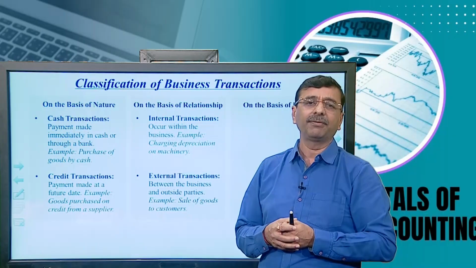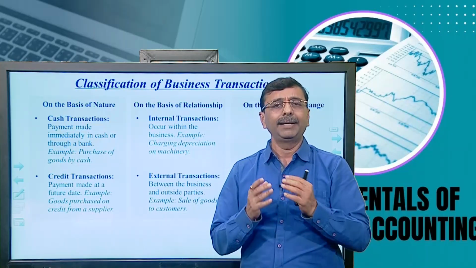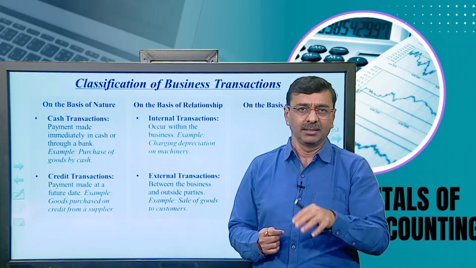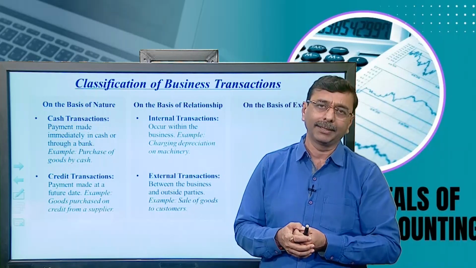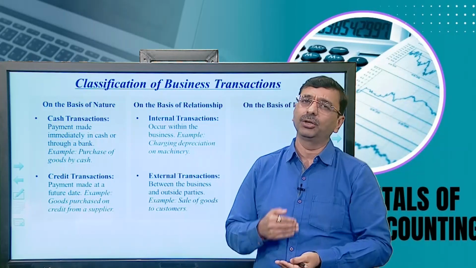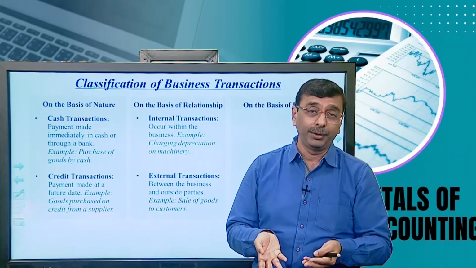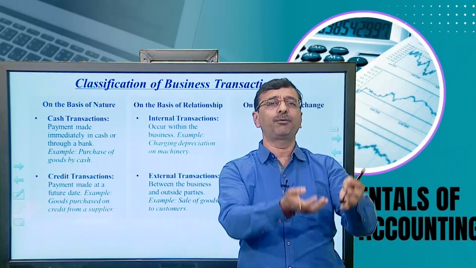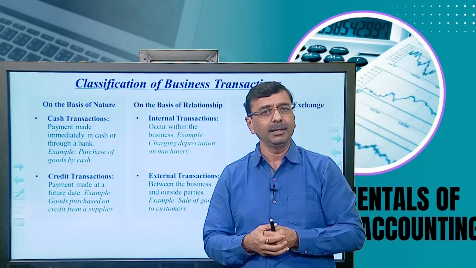Next is on the basis of relationship. Relationship divides transactions into internal transactions and external transactions. An internal transaction, as I mentioned, is any transaction that takes place within the business or between the departments. For example, if depreciation is charged on the properties, or if you consider provisions against doubtful debts, this is an internal arrangement made from your profit or your internal sources. It's considered an internal transaction.